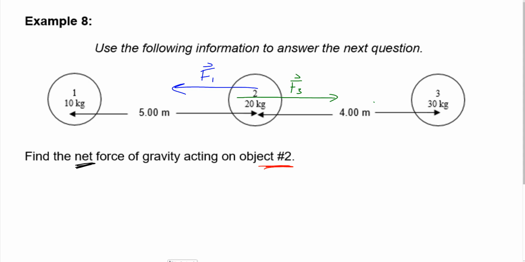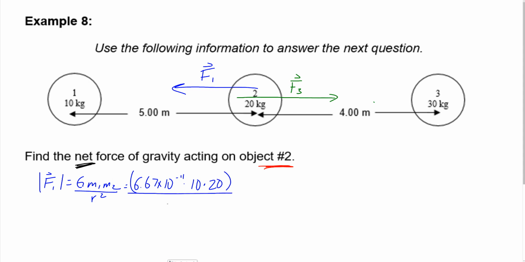Let's find F1. F1 is the force that number 2 is pulled towards number 1 with. F1 is equal to G M1 M2 over R squared. That's 6.67 times 10 to the minus 11 times 10 kilograms, that's mass number 1, times 20 kilograms, that's mass number 2, and we're going to divide that by the distance, 5.00 meters squared. We do our math there. We end up getting a value of 5.336 times 10 to the negative 10 newtons. Try that on your calculators and make sure you can get that number.